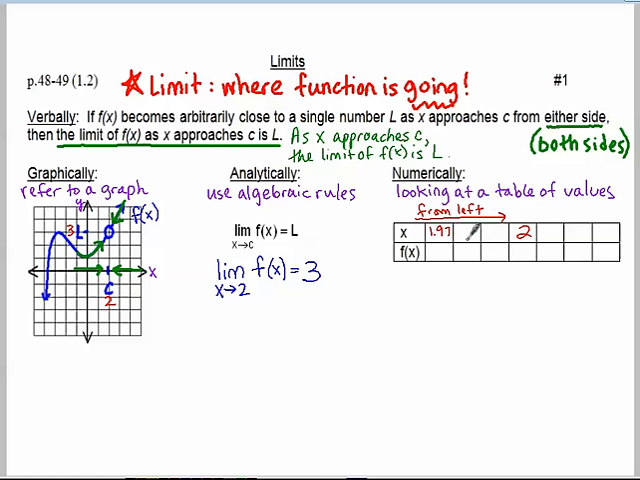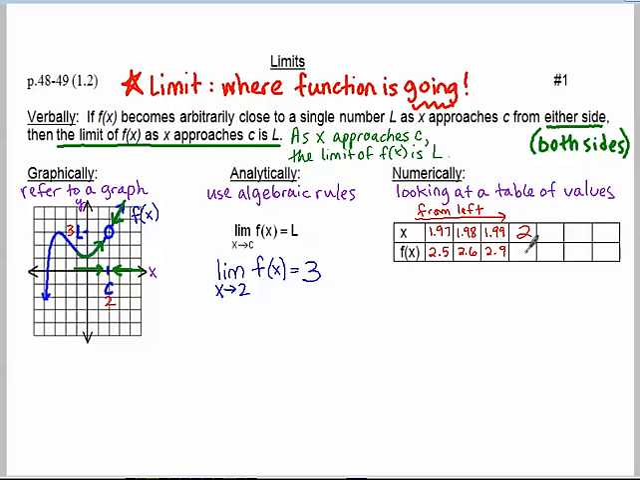But you can get closer. 1.98, but you can get closer. 1.99, we're getting closer to 2 coming from the left. What is happening to the y values? If you plug this function into your calculator, you'll see the y values are doing this: 2.5, 2.6, 2.9.